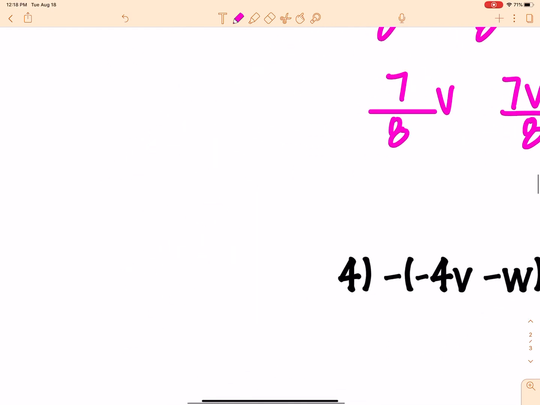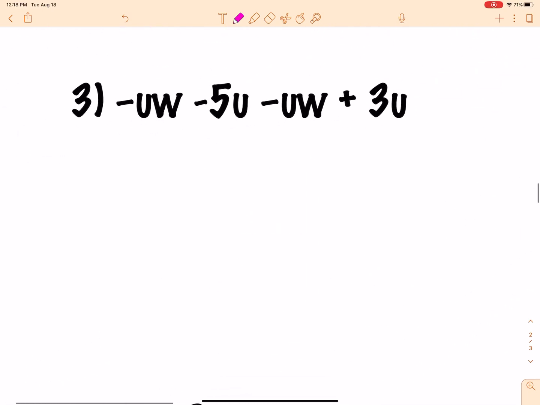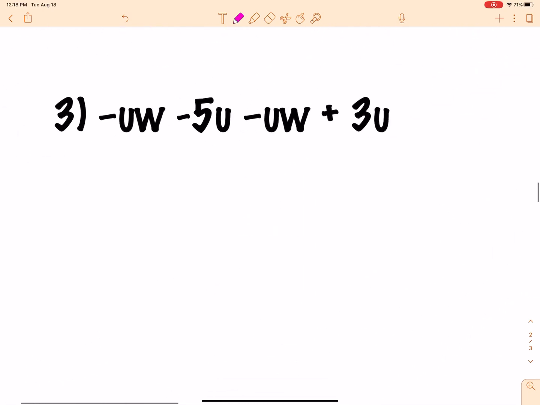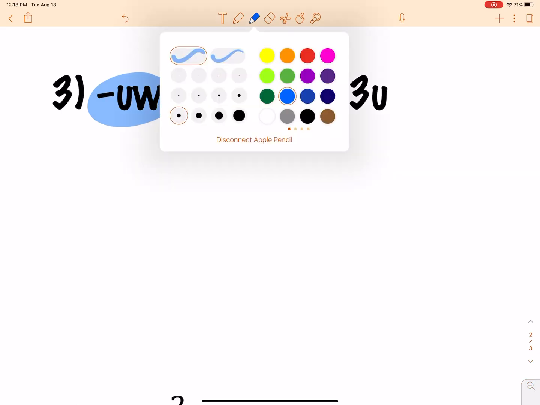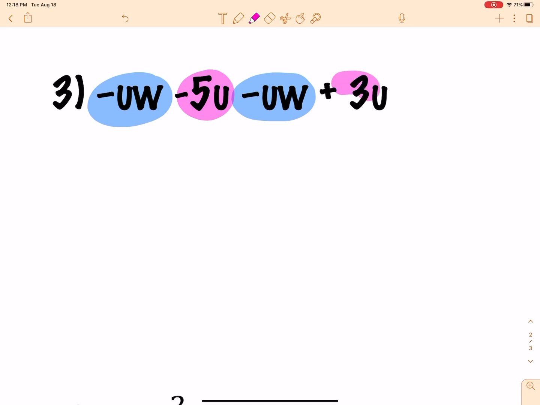Okay, we're just going to be combining like terms for number 3. A like term is something that has the same variables and the same power of the exponent. So UW here is the same term as negative UW here, and then the U's will be a like term as well. So combining these together, we have a -1 and a -1 added together, which would be a -2 UW. If I add -5 and 3, I should get -2.